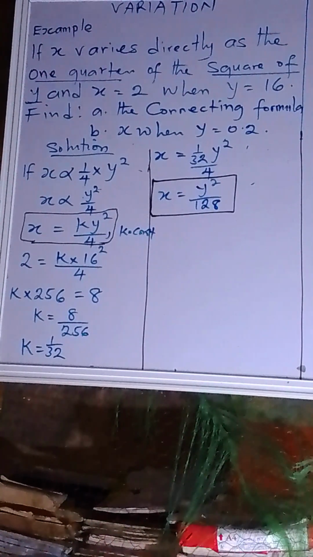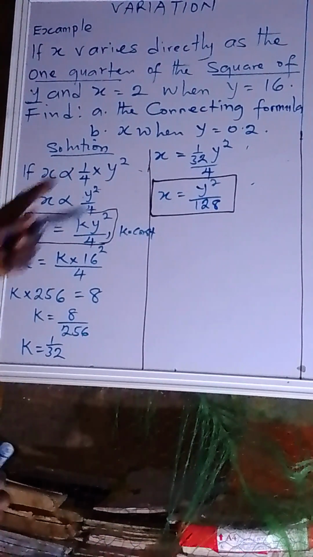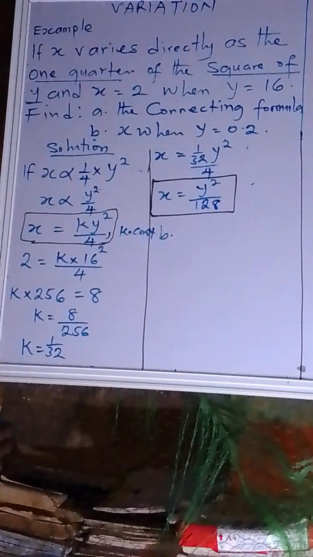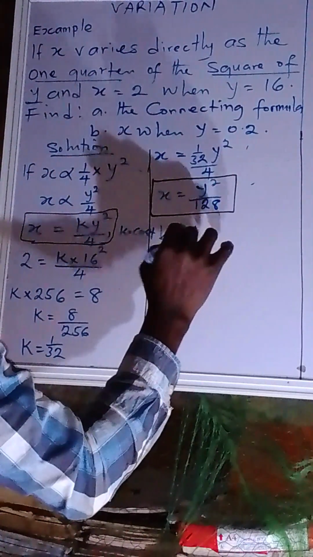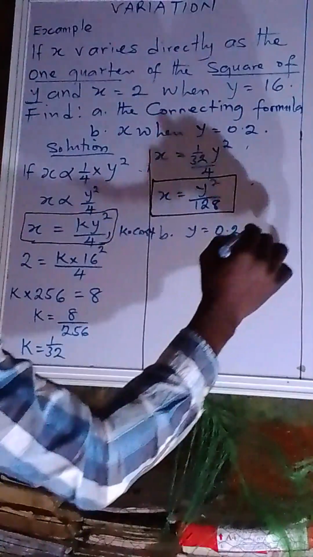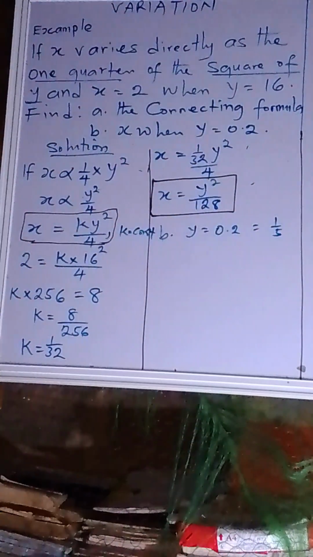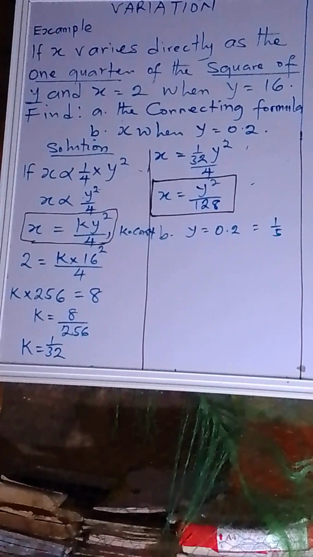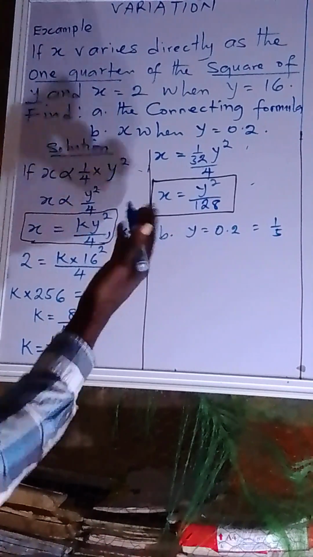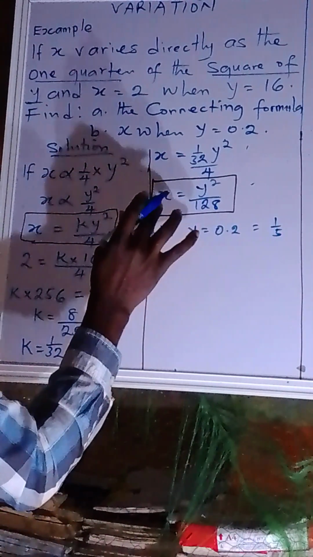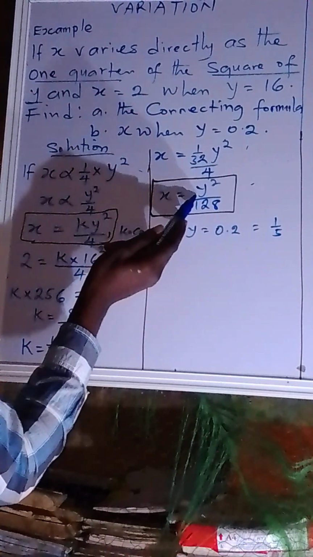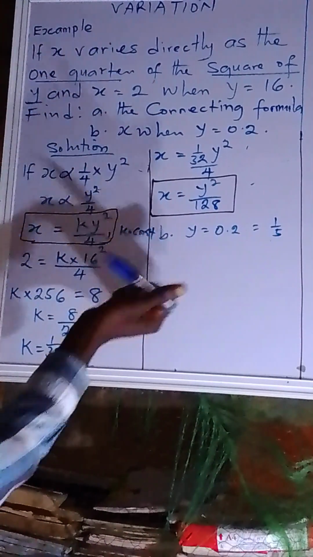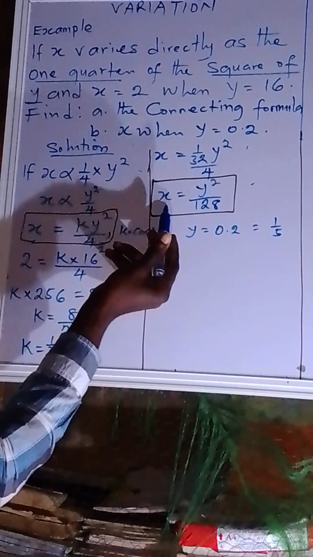Okay, so from here now, we can get the B part of the question. The B asks us to find x when y is 0.2. Okay, y is 0.2. 0.2 is the same thing as what? 1 over 5. So I love to work with fractions. That will make the work easier for me. So now I'm substituting the value of y into this connecting formula. I don't have business with this again. So this is what I'm working with.